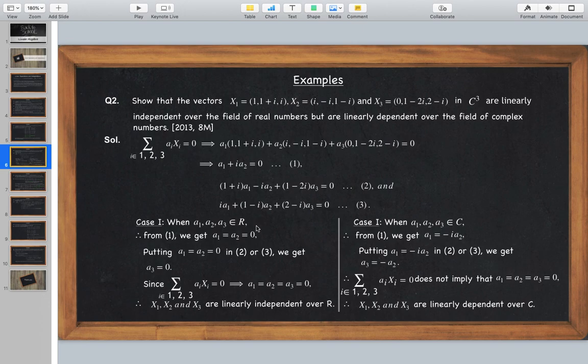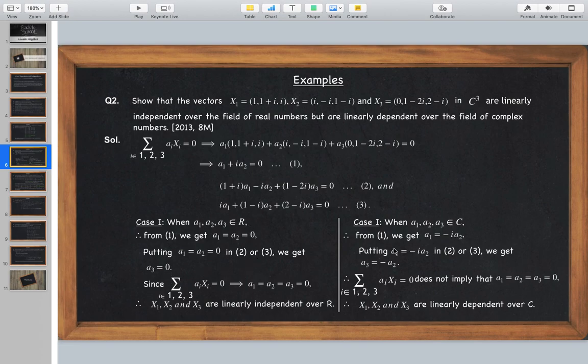Now we consider two cases. First is when these coefficients belong to the field of real numbers, and second is when a1, a2, a3 belong to complex numbers. So first is when these belong to R, and second is when these belong to C. Now we solve these equations. In the first case, when a1, a2, a3 belong to R, we get a1 equals a2 equals 0 from the first relation, and when we substitute these values in either 2 or 3, we get a3 equals 0 as well.